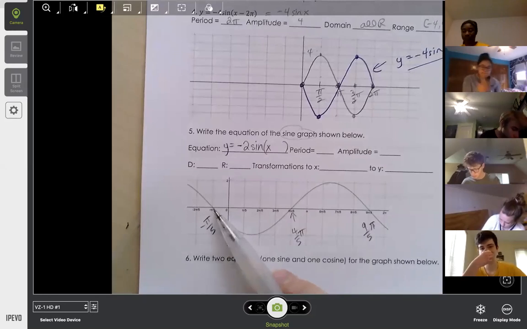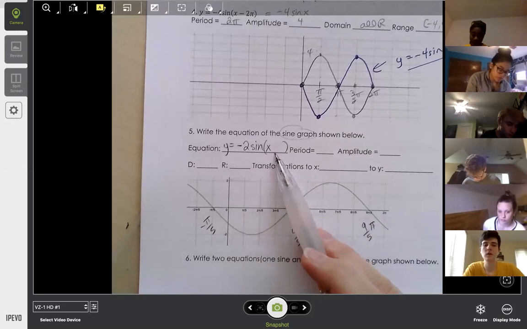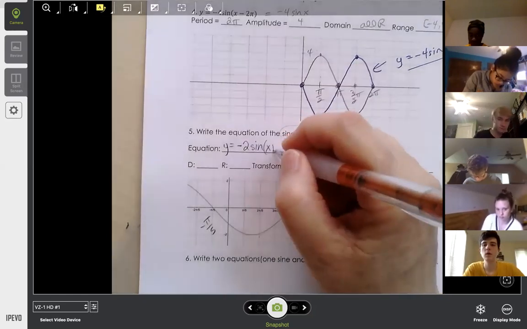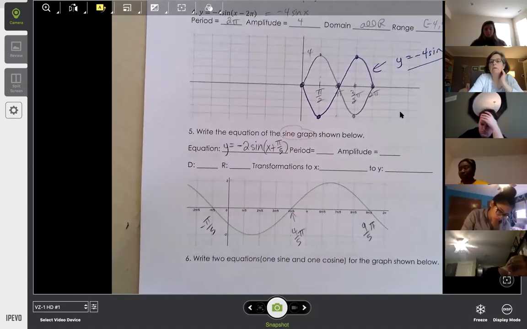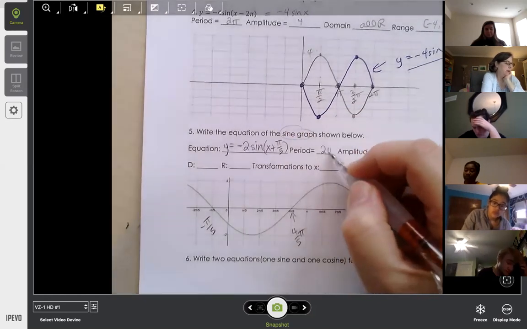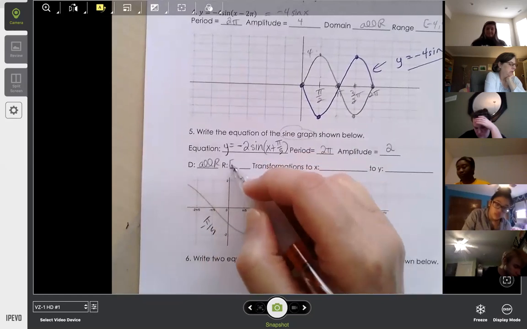And so it looks like it's starting at negative pi over 5, so this should be x. Is it going to be plus or minus? Graham, is it going to be plus or minus? Plus. Pi over 5. Okay. So the period we said was 2 pi, the amplitude is 2, domain is all real, the range was -2 to 2.